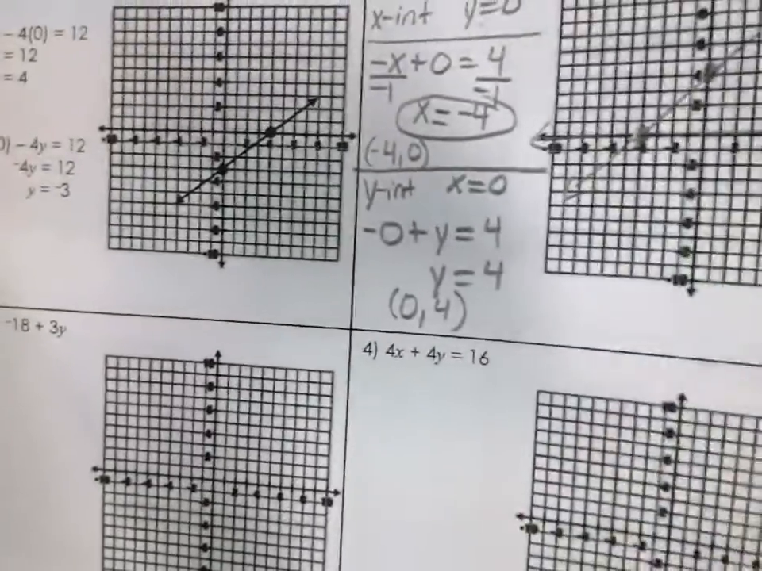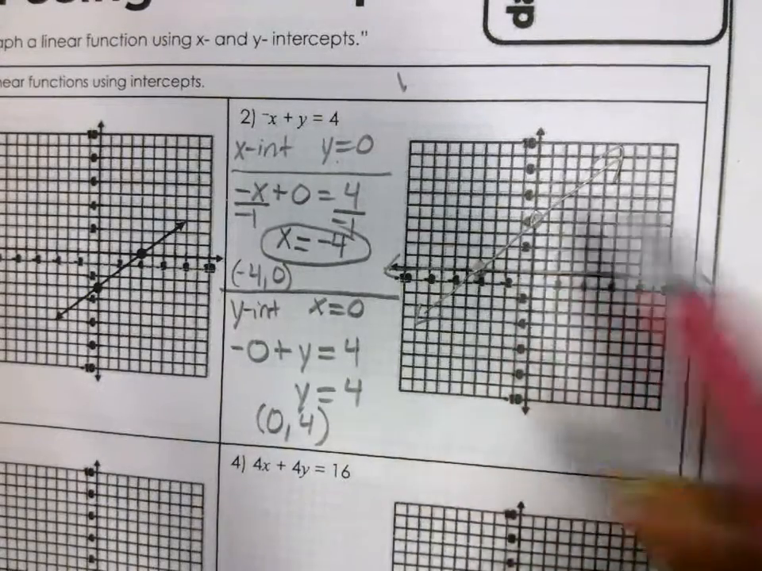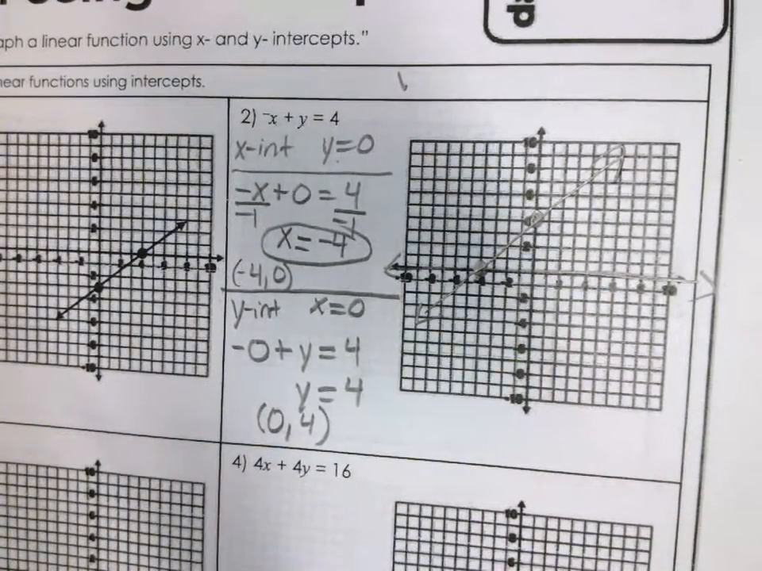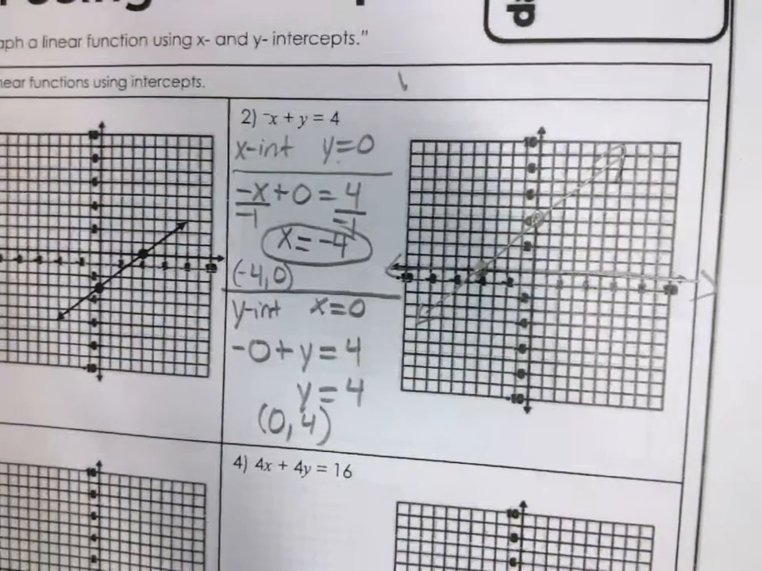Any questions about how to use the 2 intercepts to graph the equation? Yes. So if you're solving for y, x is always equal to 0. That is correct, and vice versa. Very good.